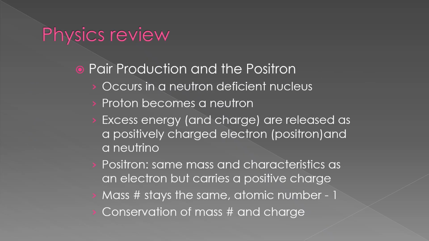First, we'll talk about how positrons are actually made, pair production and positron decay. They both occur in a neutron deficient nucleus, meaning there's not enough neutrons and there's an abundance of protons. There's an overly positive charge to the nucleus, so the proton will end up becoming a neutron. There's excess energy and charge in the nucleus, and those are released as a positively charged electron.